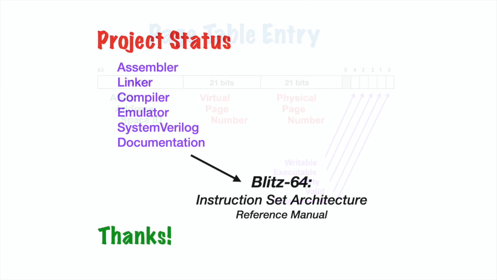So that's a quick introduction to the Blitz-64 processor architecture. At this time, we have a running assembler, linker, and compiler, as well as an instruction-level emulator and an FPGA implementation in System Verilog. Also, the project is pretty thoroughly documented at this point. What I've covered in this video is described in greater detail in the Blitz-64 Instruction Set Architecture Reference Manual.